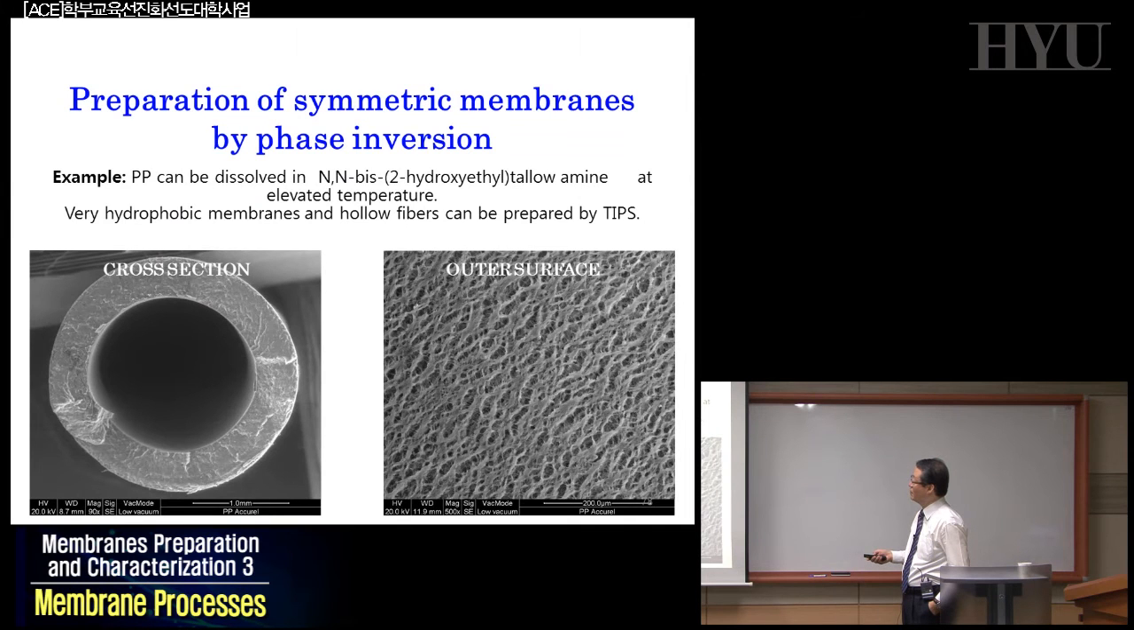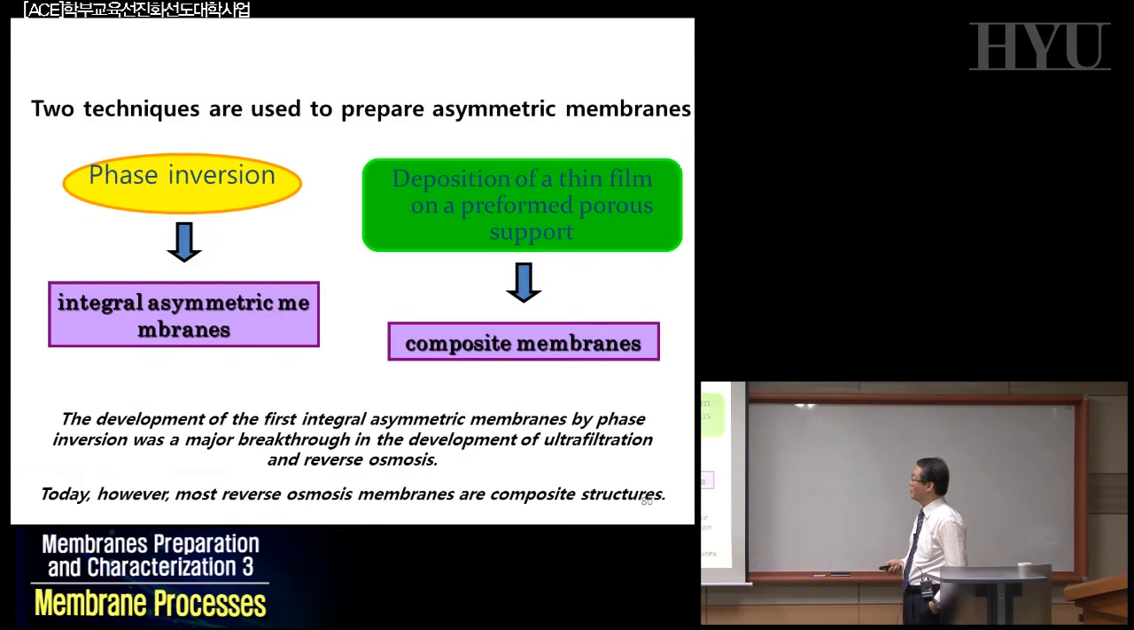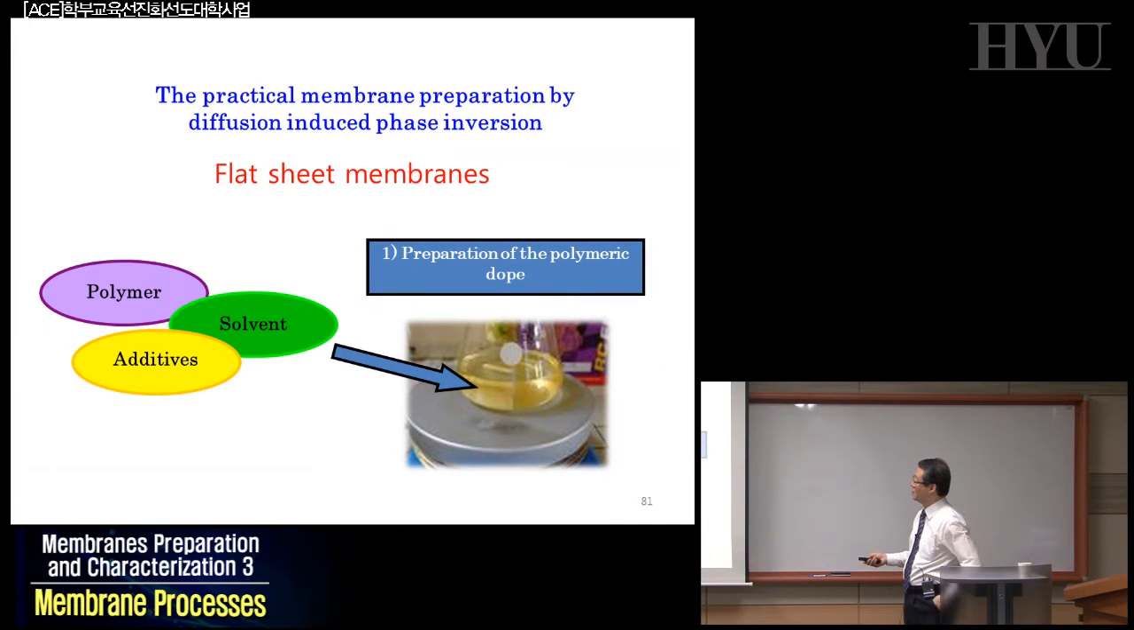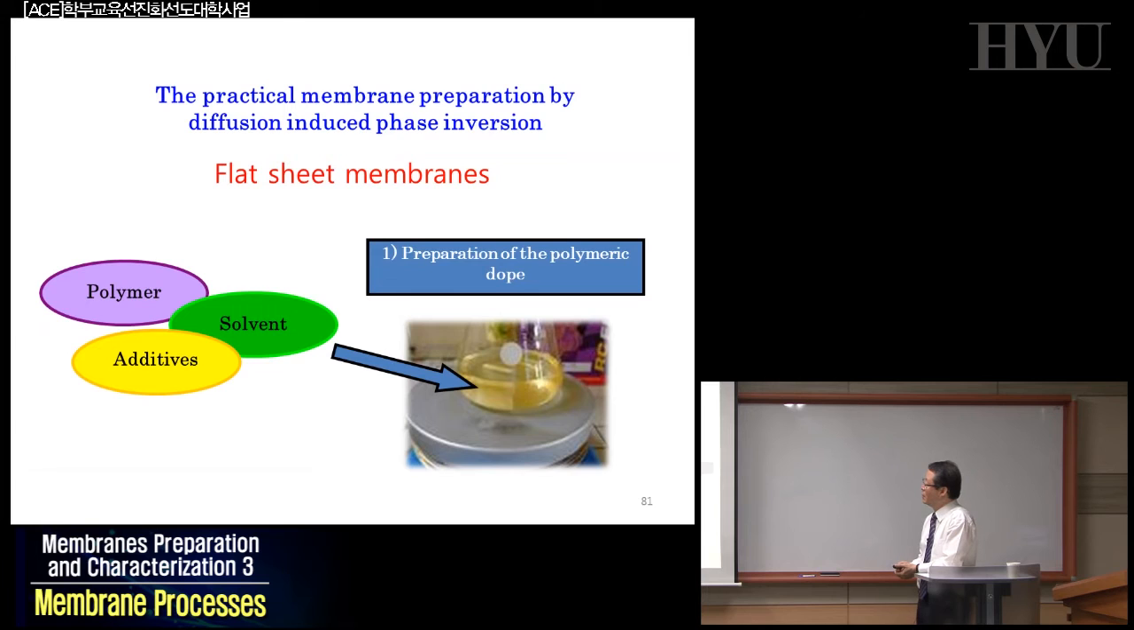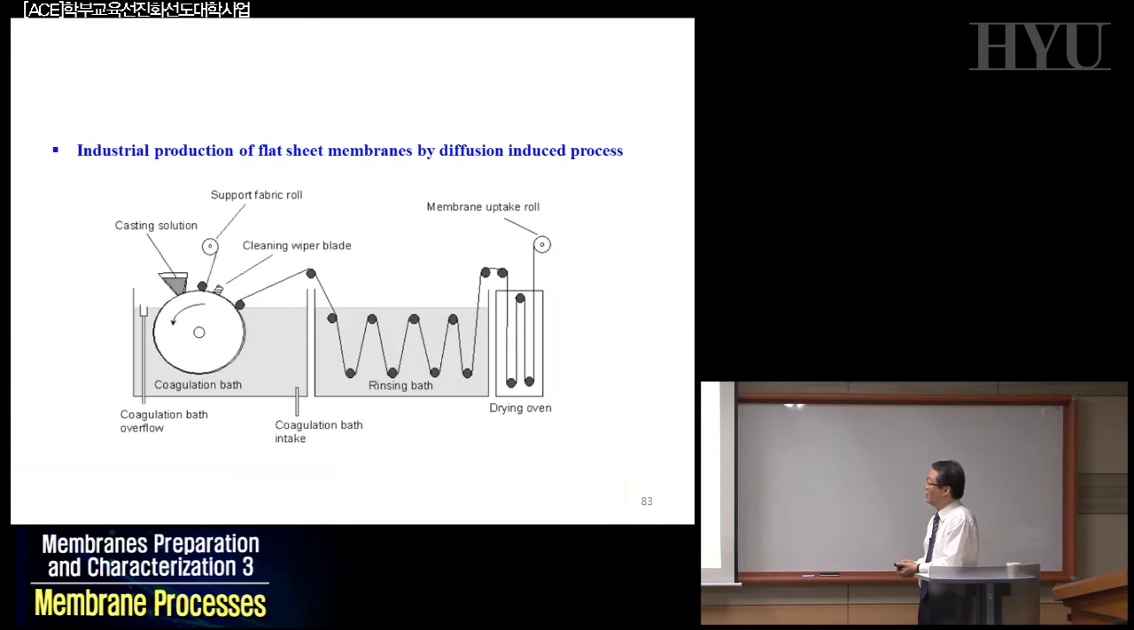You can make a hollow fiber by phase separation. You can make an asymmetric membrane as well, whether you have a porous membrane, asymmetric membrane, or composite membrane, whatever you like. Again, I think this has been already touched upon. Solvent, polymer, additives. You can make a flat sheet, or you can have the integrated skin membrane.